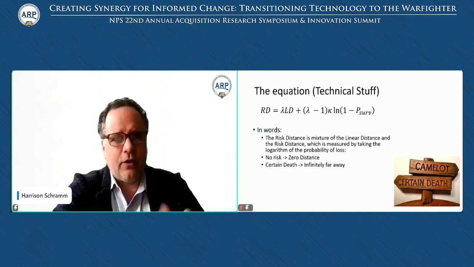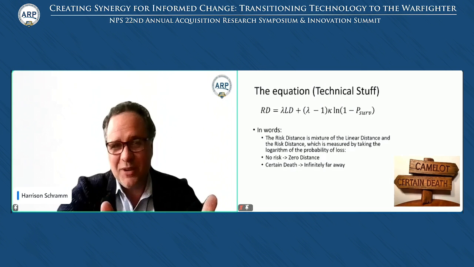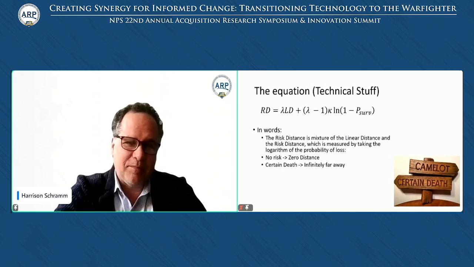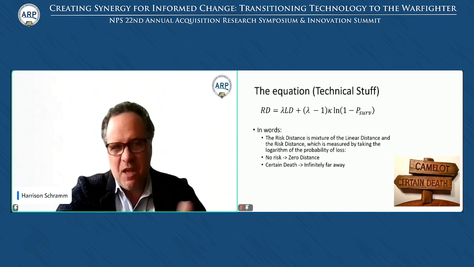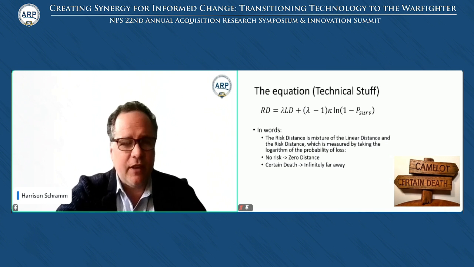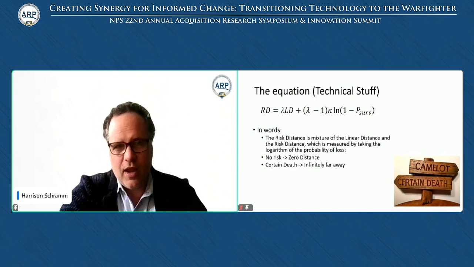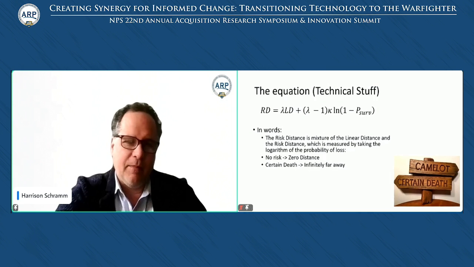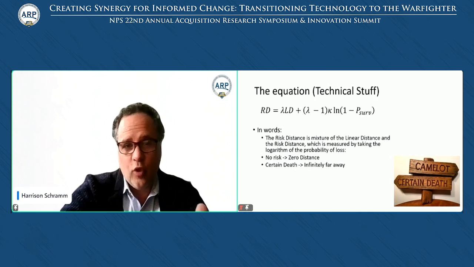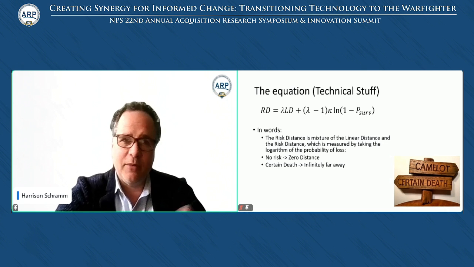So here's the technical stuff. I have a background in applied mathematics, so there has to be an equation in my presentation. The big idea here is the risk distance is a combination of the linear distance, which is the distance you measure with a yardstick, plus this somewhat complex looking thing on the right of the addition symbol, which is something to do with how we measure risk. And the Camelot and Certain Death is a reference to Monty Python and the Holy Grail.